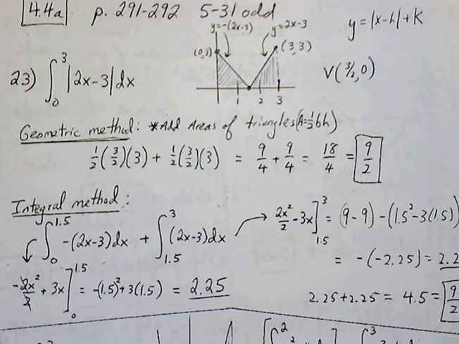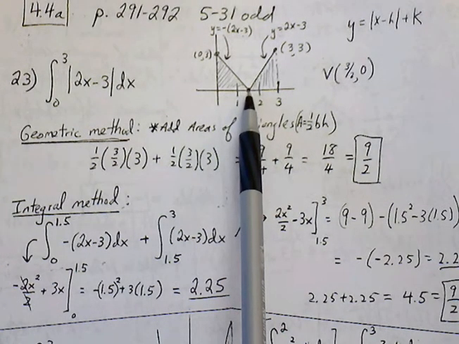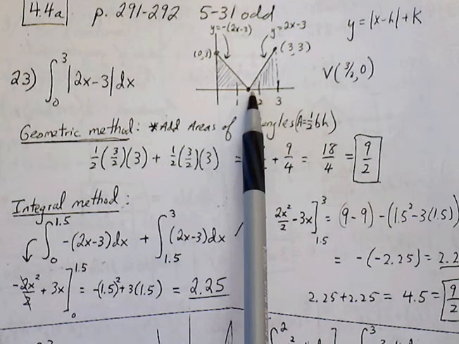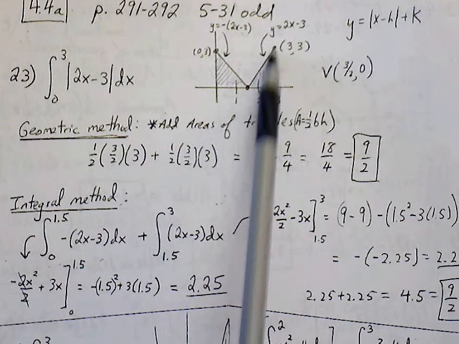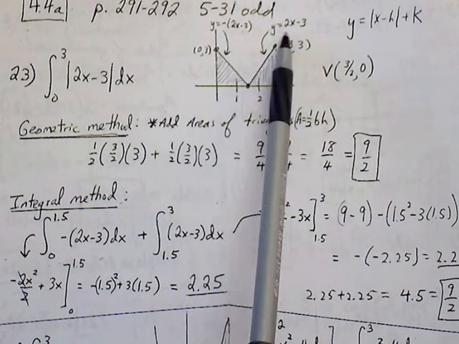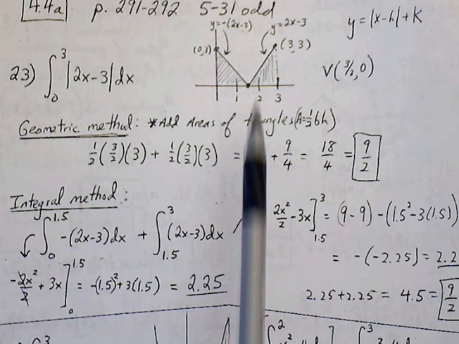Okay. Another way that we can do this is using the integral method. So we still need to find our vertex, which is 3 halves. We still need to graph, at least give a basic sketch. We still need to identify that these are two linear equations.